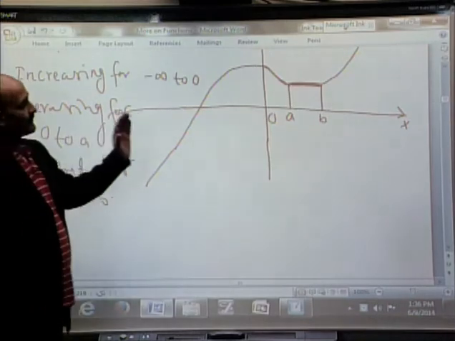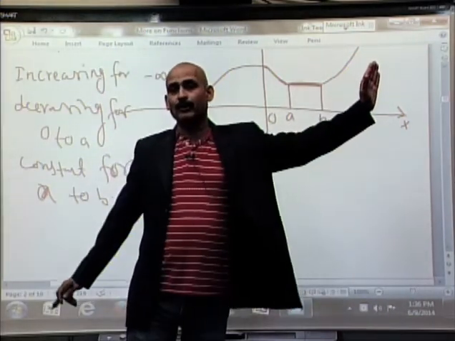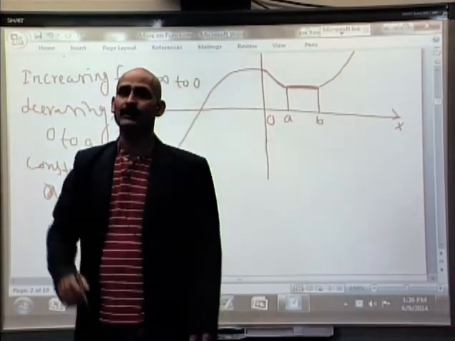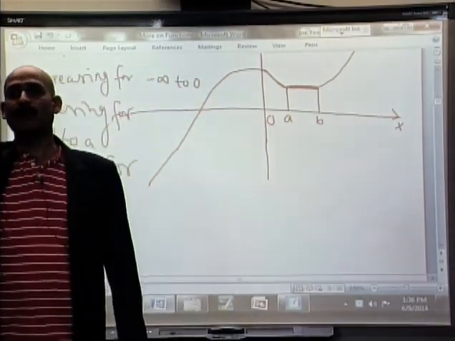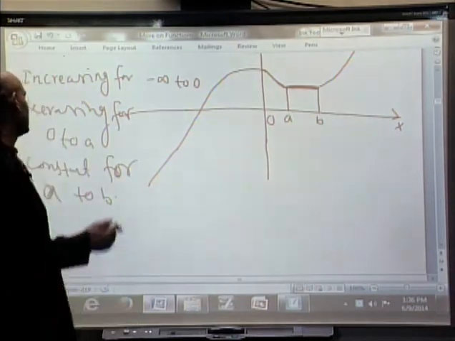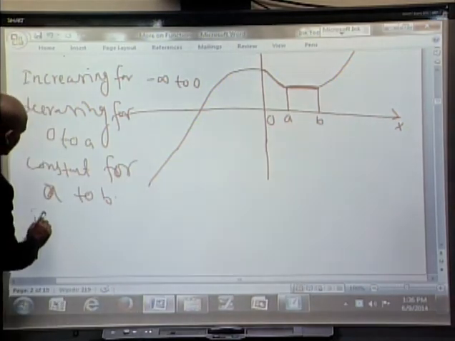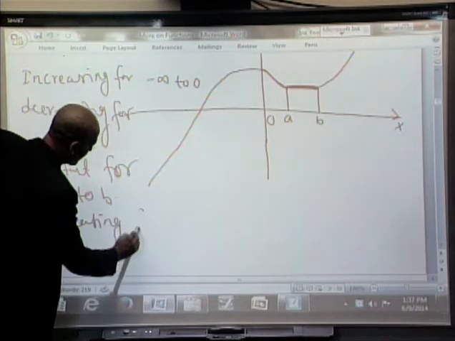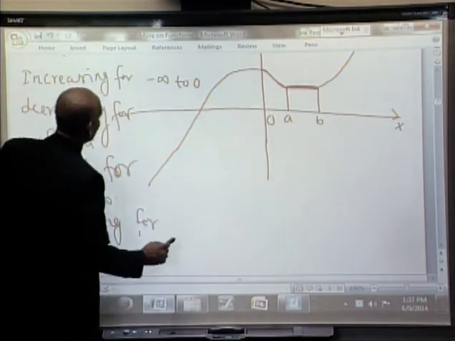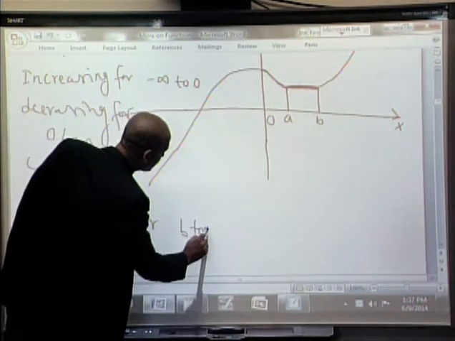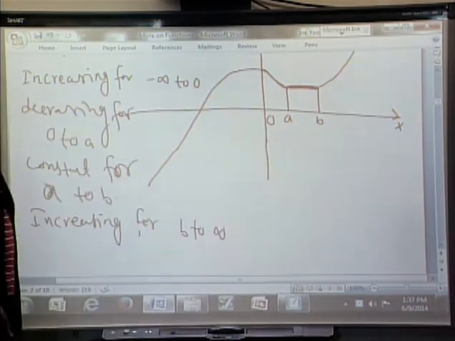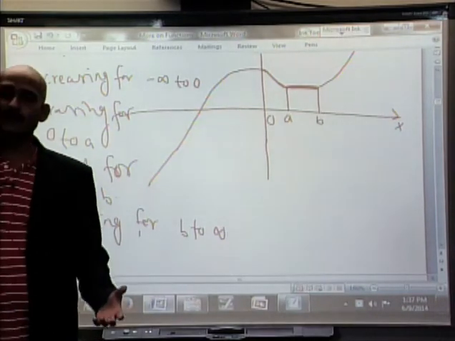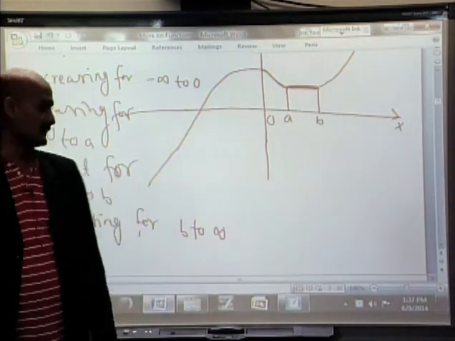Next, starting from b all the way up to infinity, the function is going up and up and up. That means it is increasing in that region also. So, increasing for b to positive infinity. Starting from b all the way up to positive infinity, the function is increasing.